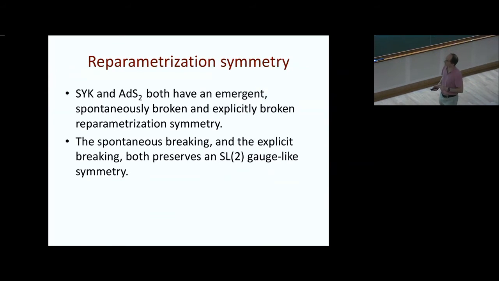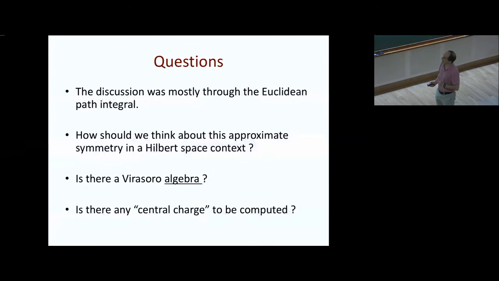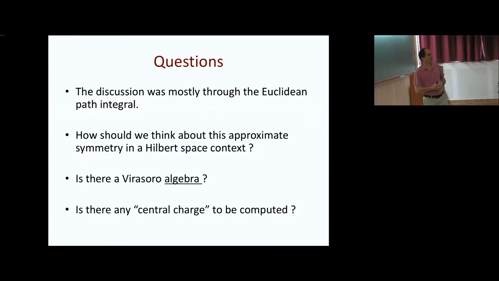Okay, now there are a few questions about this that I think have not been understood. The question is how we think about this approximate symmetry in a Hilbert space context. There are natural questions: is there a Virasoro algebra? Everyone who's seen this Schwarzian would like to find this Virasoro algebra and how it's realized in the Hilbert space. Is there any central charge that can be computed? These are all natural questions, and I don't know the answers, but they're the first questions that you ask. If you come from string theory, you would ask, but maybe they're bad questions.